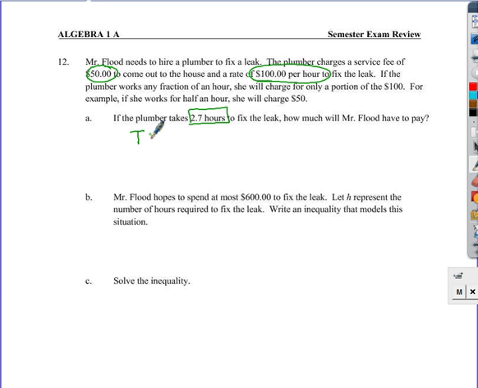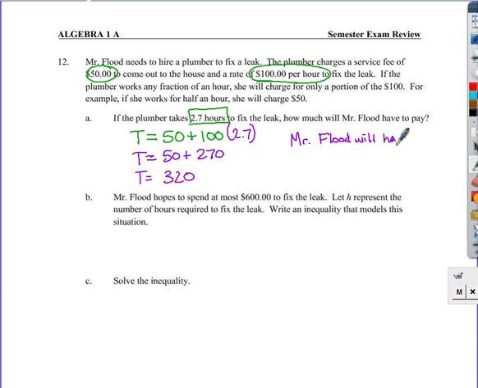Well, we know the total cost is going to be $50 to come to the house plus $100 per hour. So if I replace the number of hours with 2.7, we get the total cost is 50 plus 270. So if you add that together, you get 320. So how much will Mr. Flood have to pay? Answer the question. Mr. Flood will have to pay $320.